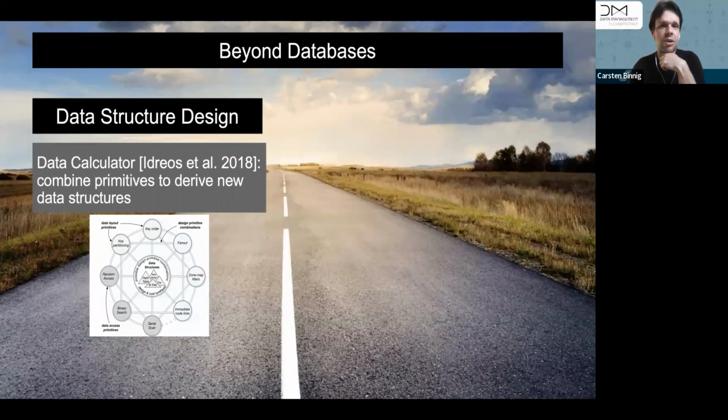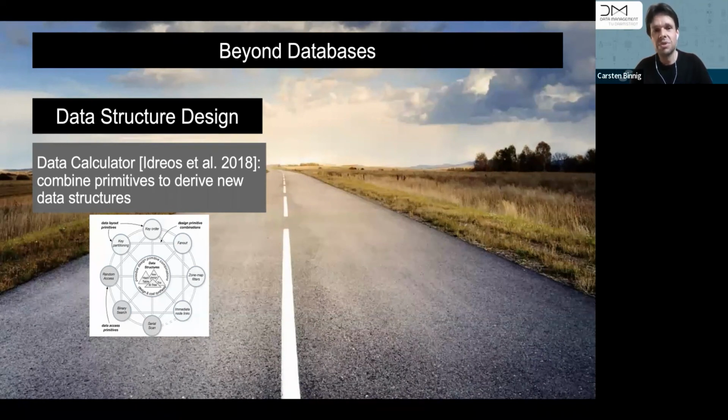Moreover, we think also that zero-shot learning is applicable beyond databases. So for example, a direction that we actually want to explore in the future is based on a work of Stratos. He has some work on what he calls the data calculator, where the idea is that, given workload characteristics and database or data characteristics, you design an index structure from primitives such that the index is optimal for this workload.